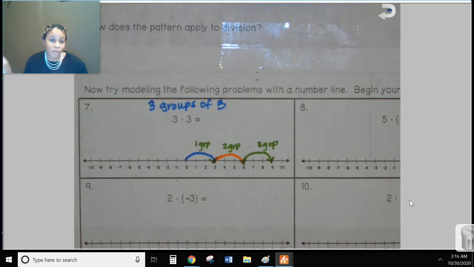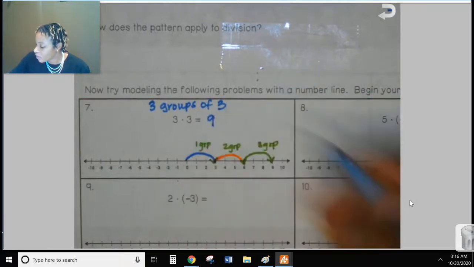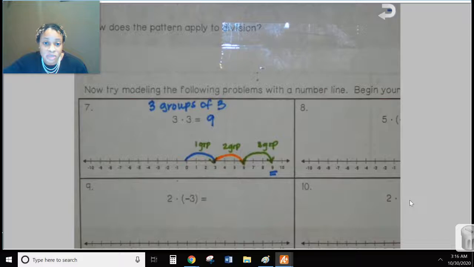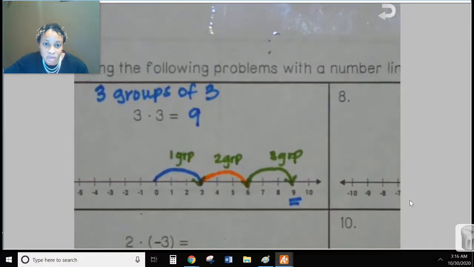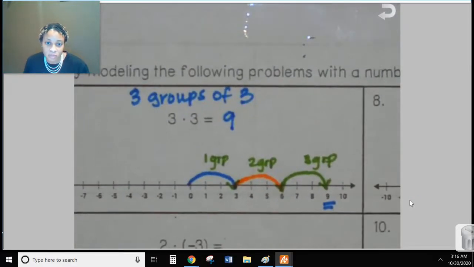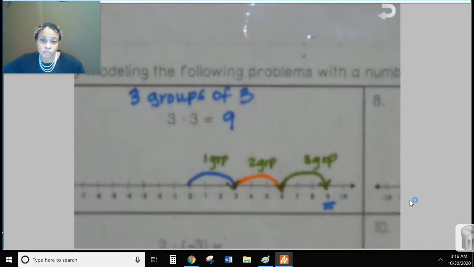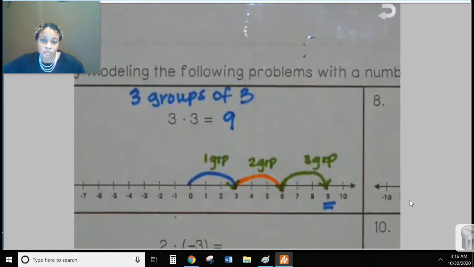I'm jumping by 3. So I start at 0 and then I'm going to my product. So 3 groups of 3 gives us 9. That was my final answer. Let me see if I can zoom this in a little bit closer. All right, so that's my 3 groups of 3. Let's try another.